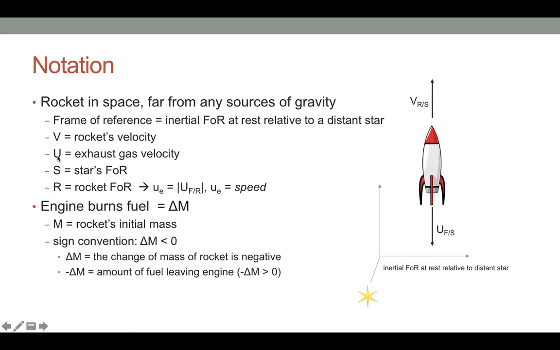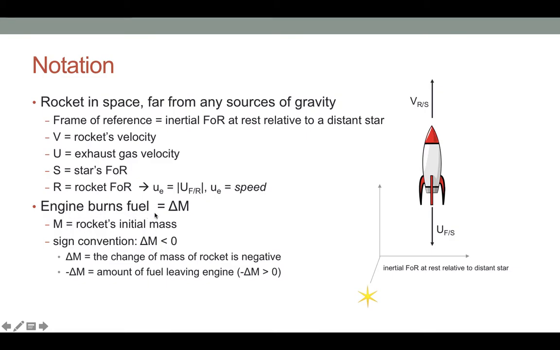U will be the exhaust gas's velocity. S will represent the star's frame of reference. R will represent the rocket as a frame of reference. Noting that U sub E is in fact the absolute value, because it's the speed, of the fuel with respect to the rocket. Another bit of notation.